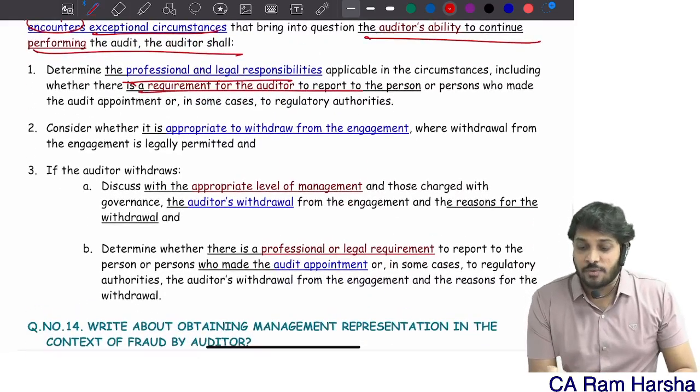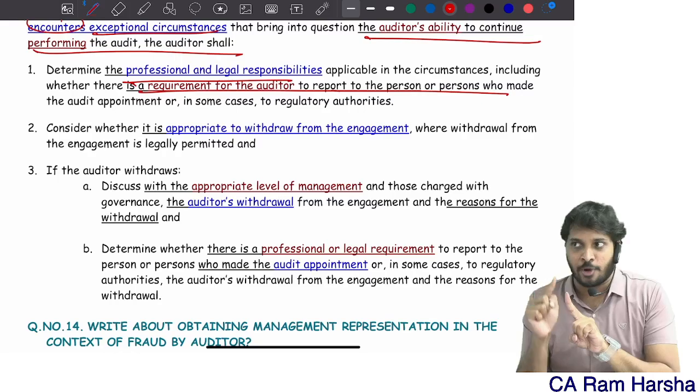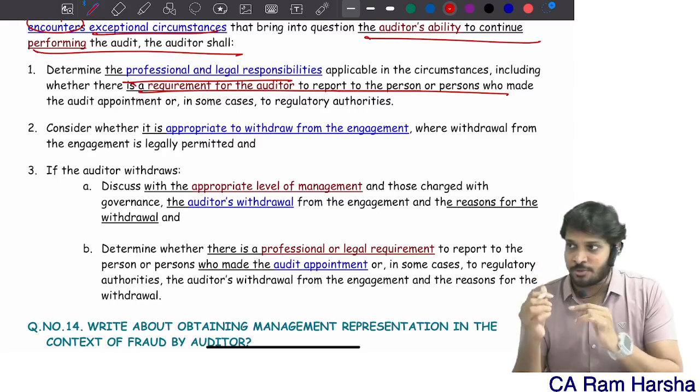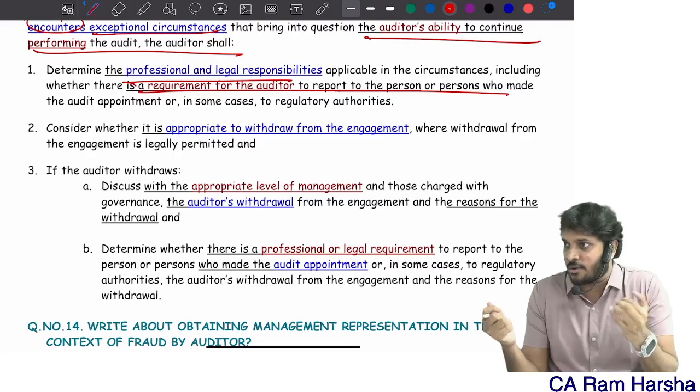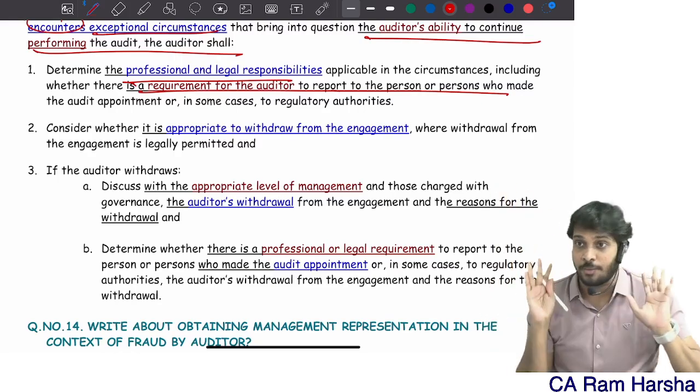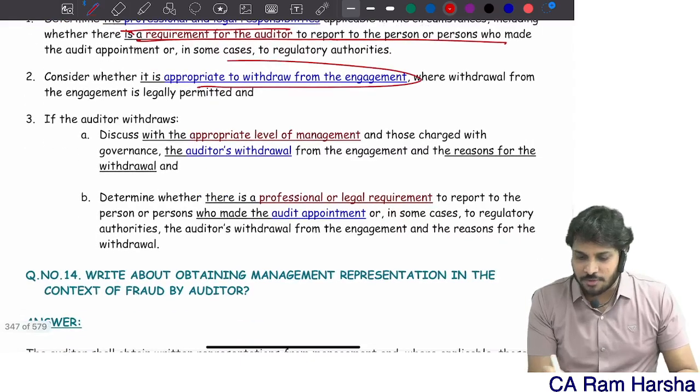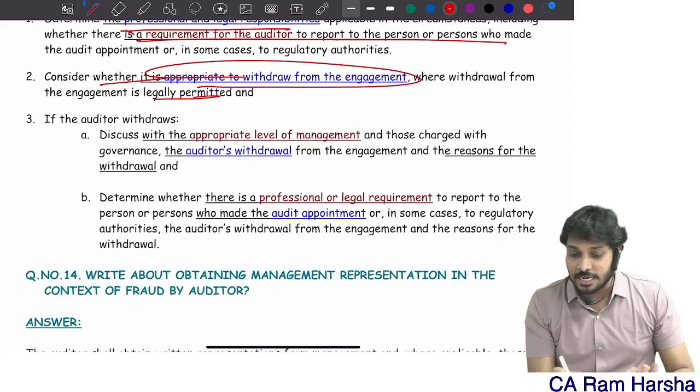See, do you have any requirement for reporting to the persons who made the appointment? Check, are you liable to report this point? Because you're deciding you're unable to continue. See whether you have to report to any person who made the appointment. Withdraw from the engagement, whether it is possible and legally permitted.